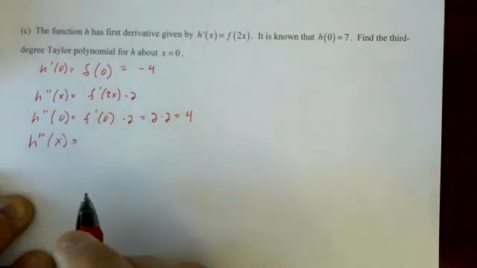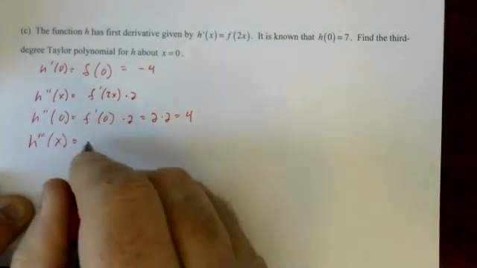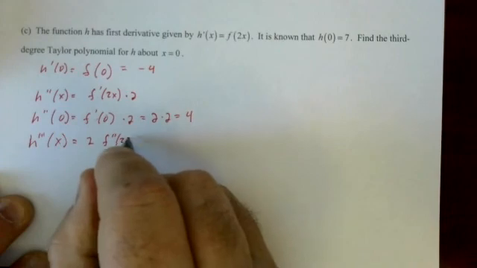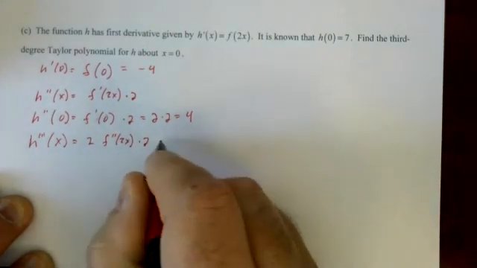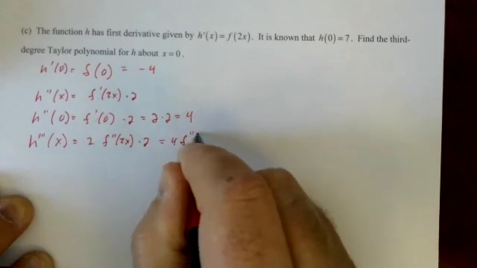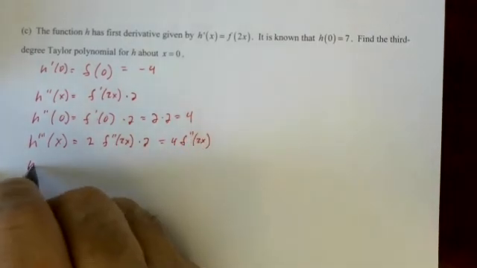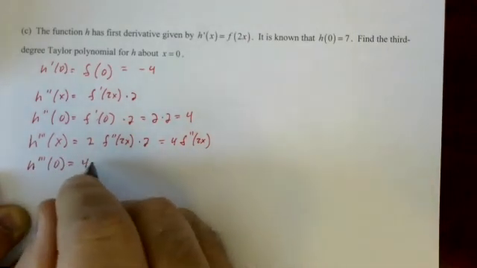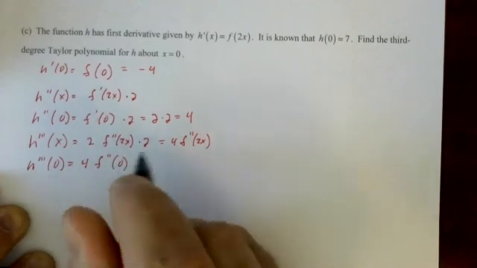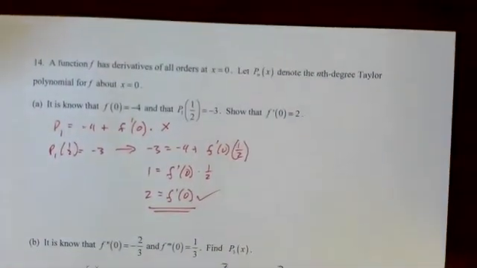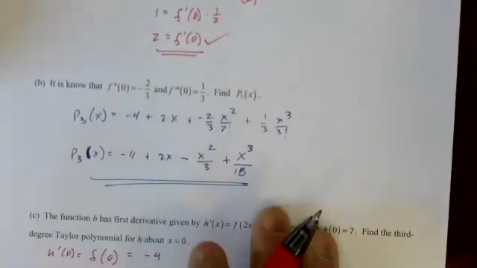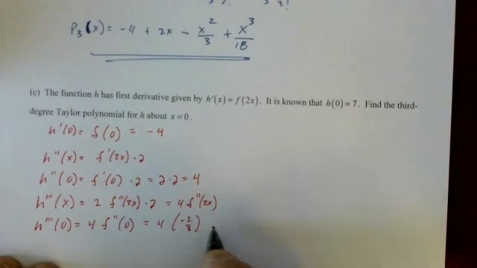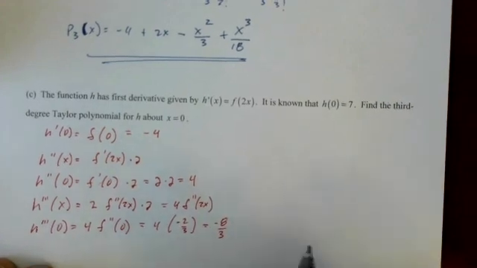Third derivative of h of x is, holy cow, I'm just putting that 2 up front, f double prime of 2x times 2 again, which is 4 f double prime of 2x. h triple prime of 0 equals 4 times f second derivative of 0. Did I ever figure that out? Yes, I did. Second derivative of 0 is negative 2/3, so 4 times negative 2/3 is negative 8/3.